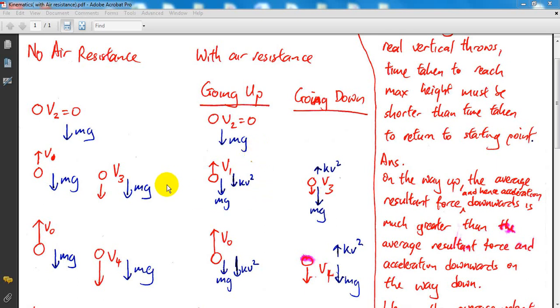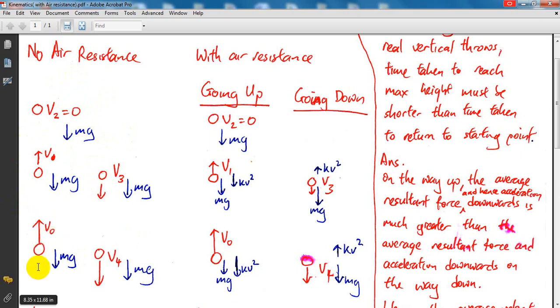Okay, today we are going to discuss the case of kinematics when it comes to air resistance. So the norm is that we discuss all the kinematics equations with no air resistance. So before we start with the air resistance case, let's review what we already know in the no air resistance case. Okay, so here we have a ball thrown up with initial velocity v0.